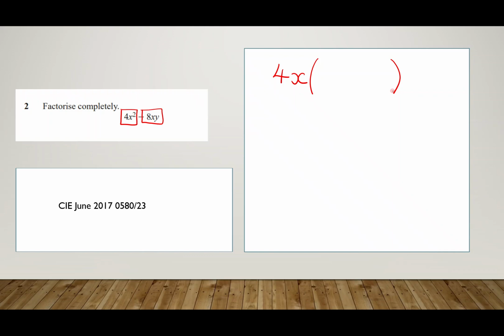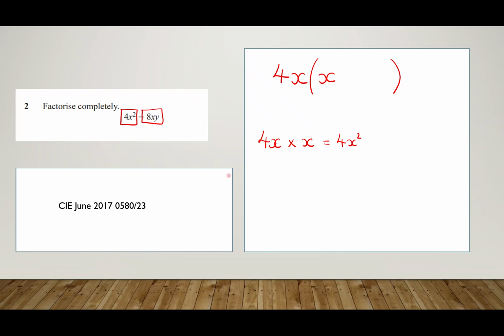Next, I'm going to find the two terms that are going to sit inside of the brackets. Now, the easiest way to think about this is I need to see what multiplies by 4x to give me 4x squared minus 8xy. So let's start with the 4x squared. 4x multiplied by something will equal 4x squared. In order to get my x squared, I need to multiply by another x. So in my bracket, I need to have an x.